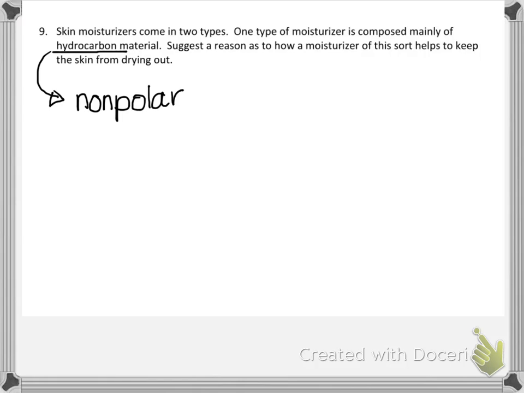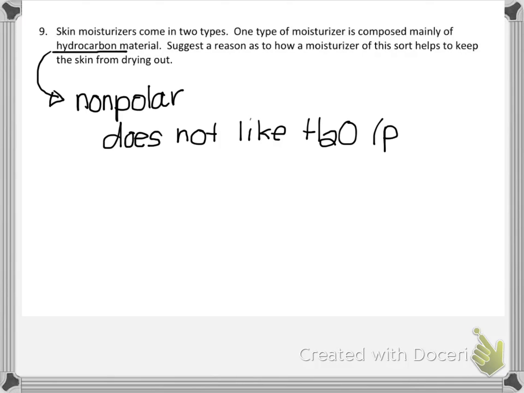So, if it's nonpolar, then it does not like to come off with water. So it does not like water because water is polar. And we know that like dissolves like. So if you put this type of moisturizer on, it will hold the moisture in because when water is placed on it, it won't just rinse off and wash off with the water. So it will stay on your skin, moisturizing it and not rinsing off with water.